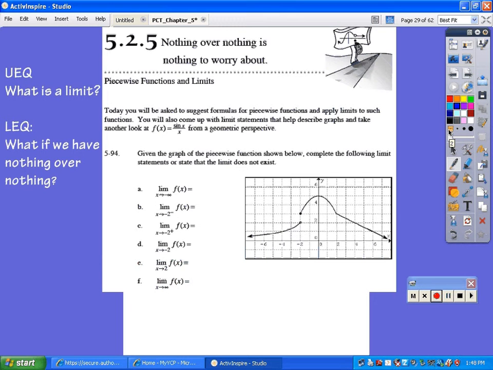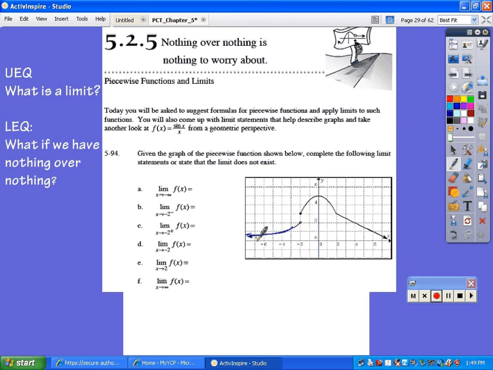Given the graph of the piecewise function shown below, complete the following limit statements or state that the limit does not exist. Hopefully we're getting a little bit better at this. Letter A, the limit of f of x as x goes to negative infinity. Negative infinity is this direction. So if we're on this line, we're tracing it towards negative infinity.